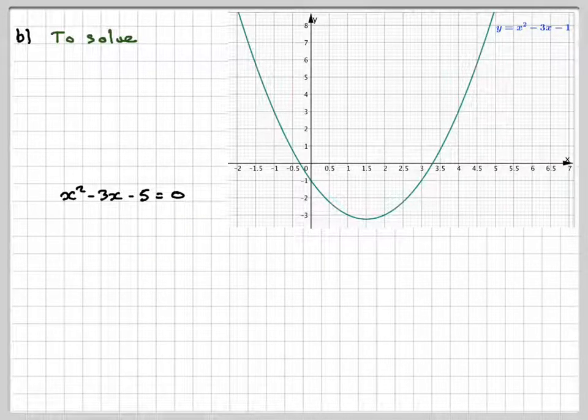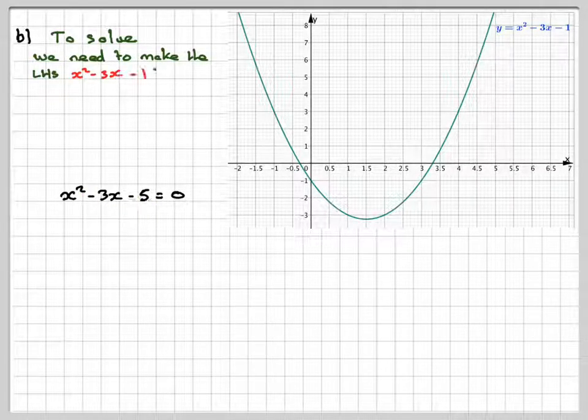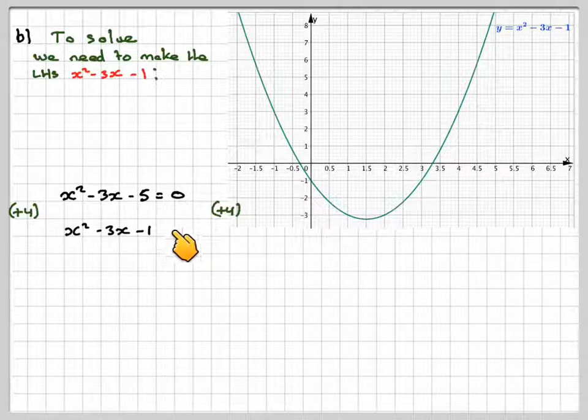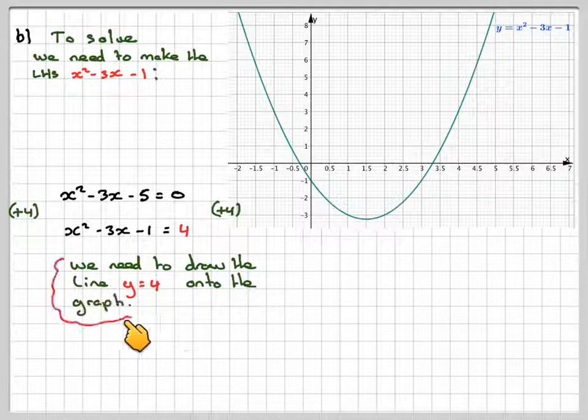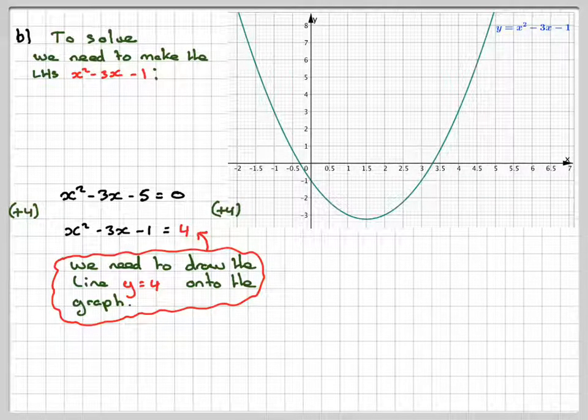Part B, we need to solve x squared minus 3x minus 5 is equal to 0. So here is my graph of y is equal to x squared minus 3x minus 1. We will need to make the left-hand side of this equal to x squared minus 3x minus 1. So if we add 4 to both sides, minus 5 plus 4 will make minus 1. So that's the graph that we got, and on this side we've got 4. So we will need to draw the line y is equal to 4 onto the graph.